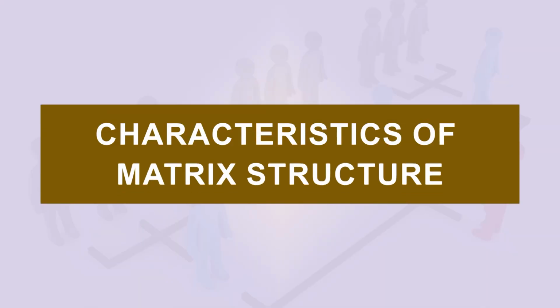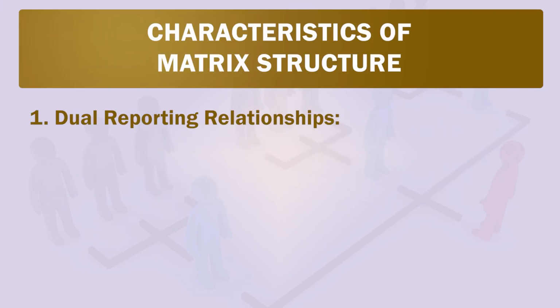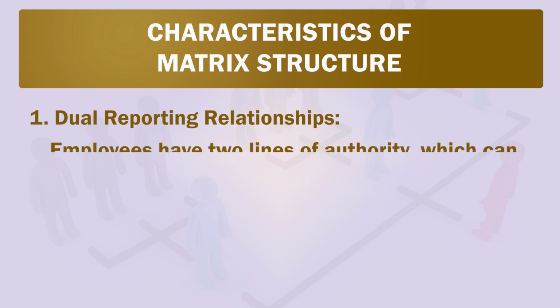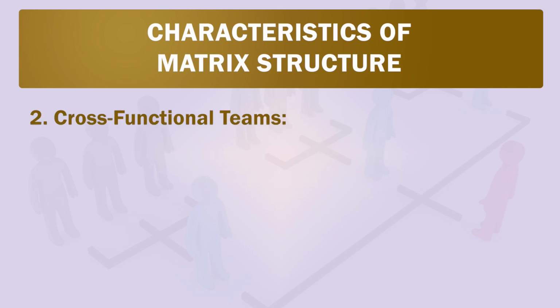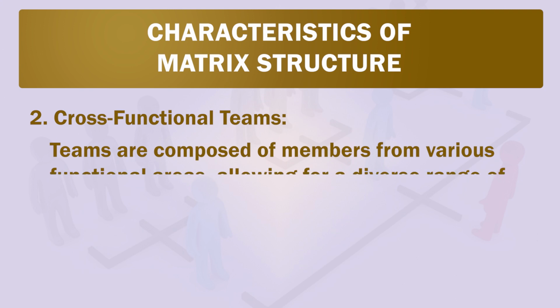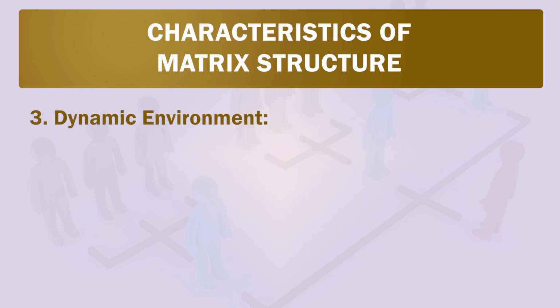So, let us see what are the characteristics of the matrix structure. First is a dual reporting relationship. What happens here is, unlike the functional and divisional, employees have two lines of authority. Okay. It can lead to complex relationships and interactions. Second is cross-functional teams. So, the teams are composed of members from various functional areas, allowing for a diverse range of skills and perspectives.